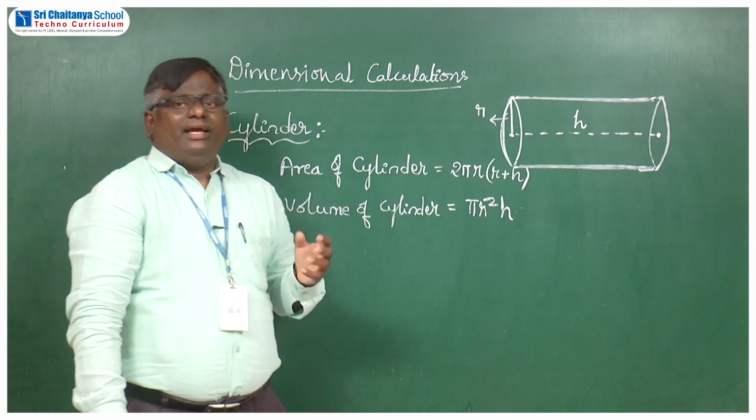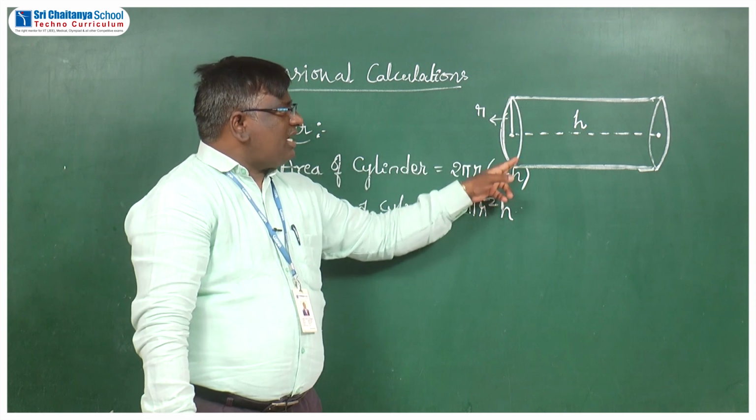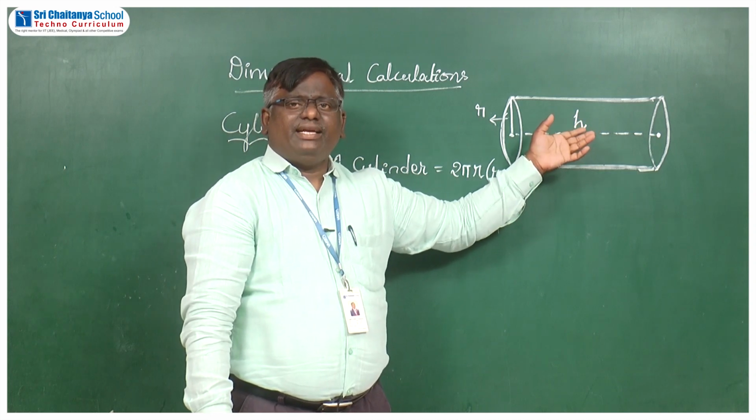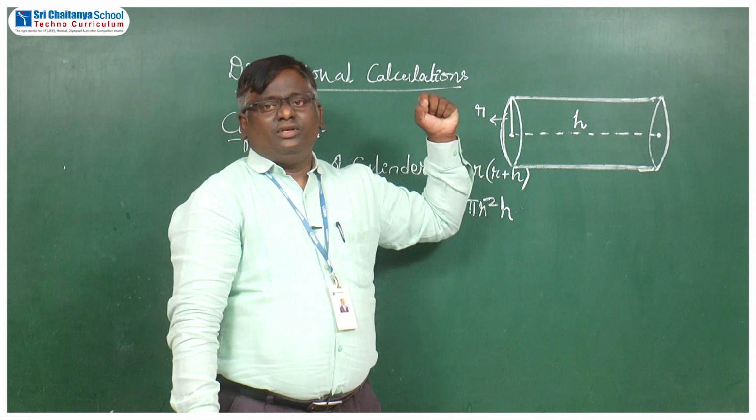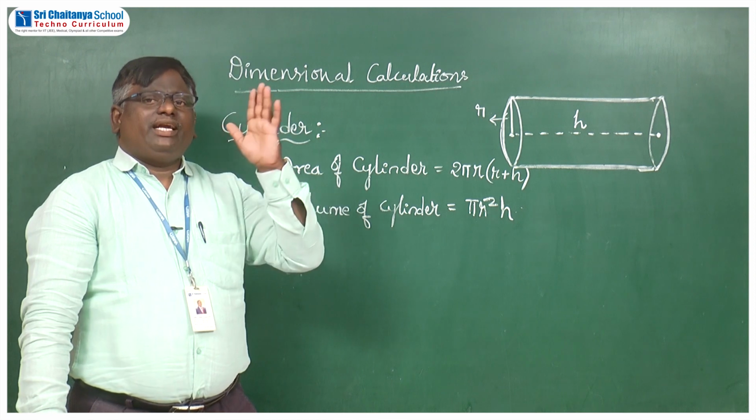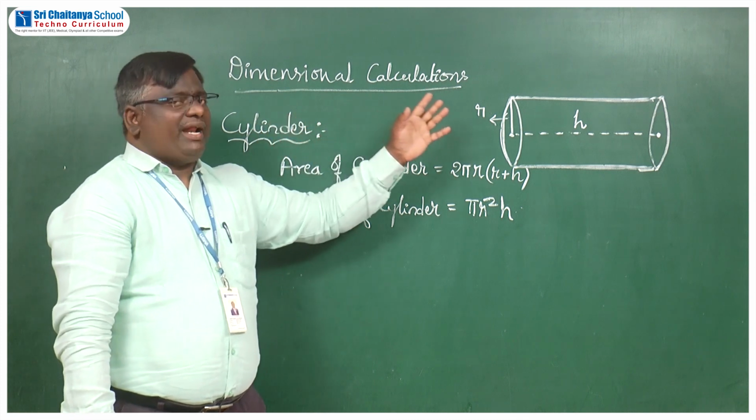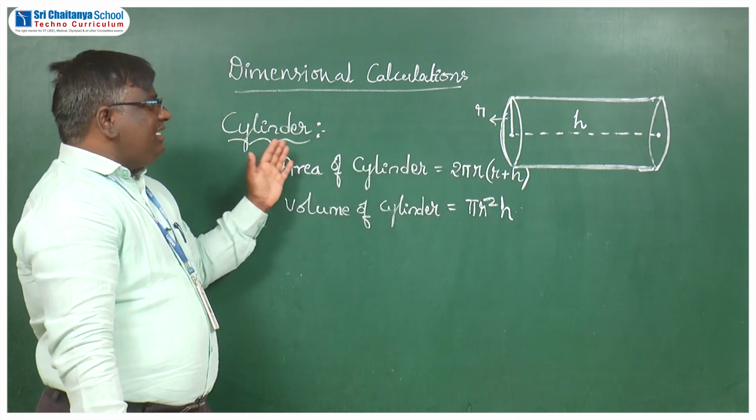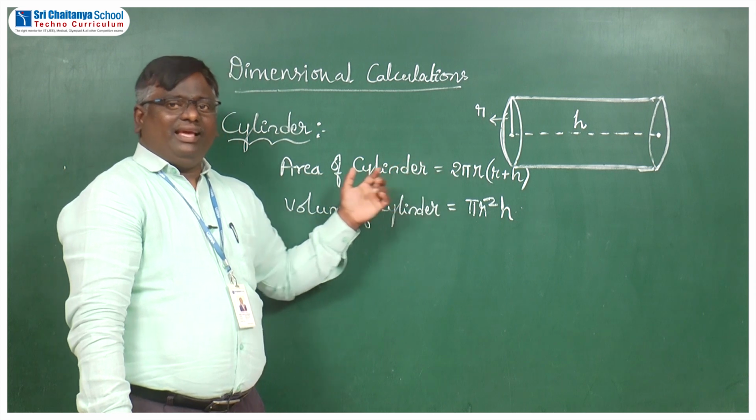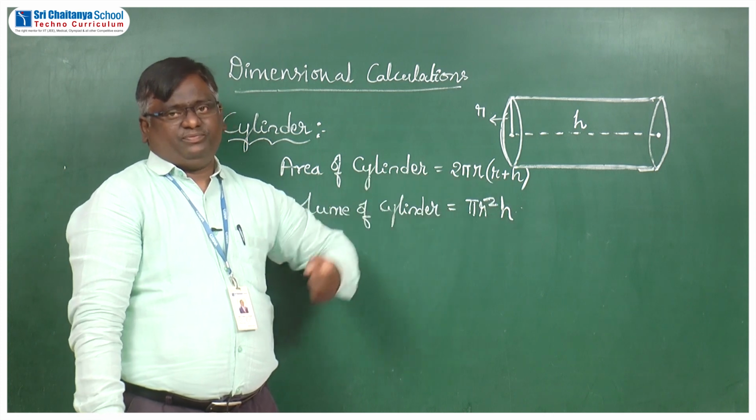So a cylinder is described by two of its parameters. One is the radius of the curved surface and the other is the height of the cylinder, or we can say its length. If you put the cylinder in the horizontal configuration, it is called length. When you put it in a vertical condition, it is called height. Based on these two parameters, the total area of the cylinder is given by the formula 2 pi r into (r plus h). Similarly, the volume of the cylinder is given by the formula pi r square h.